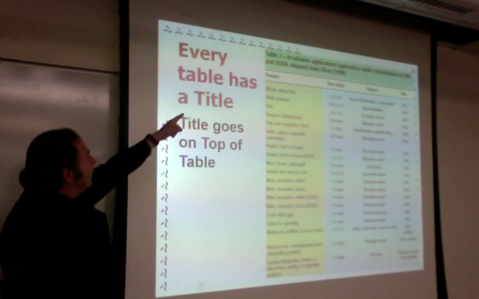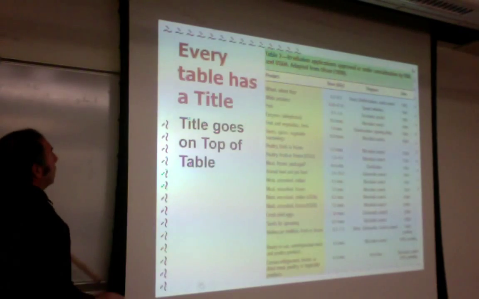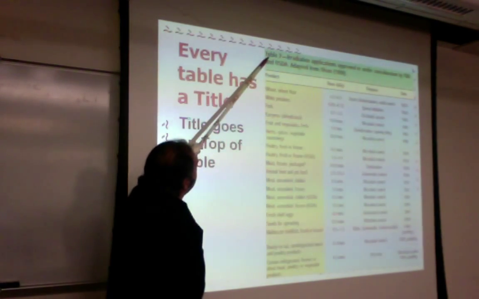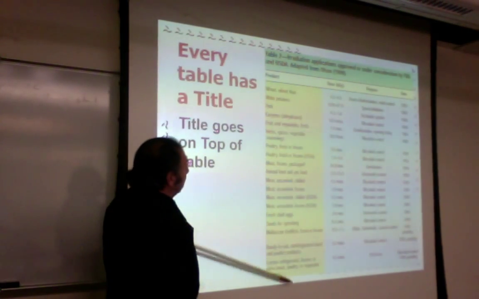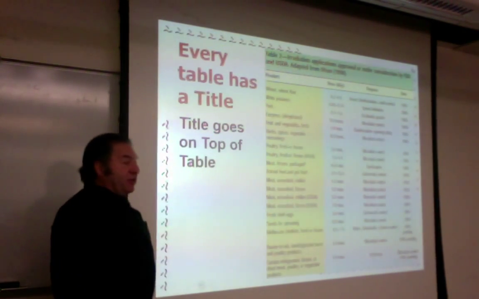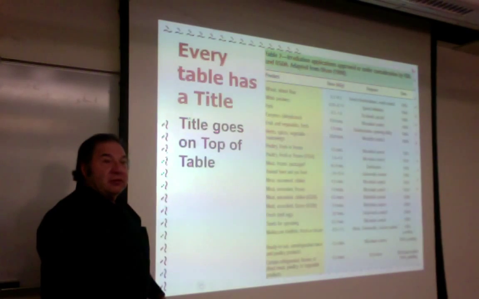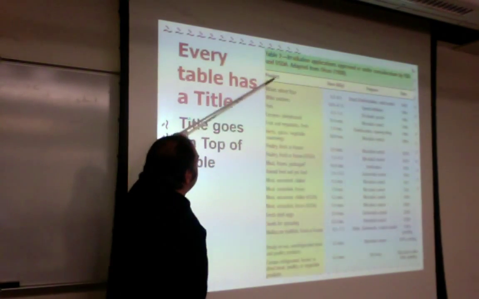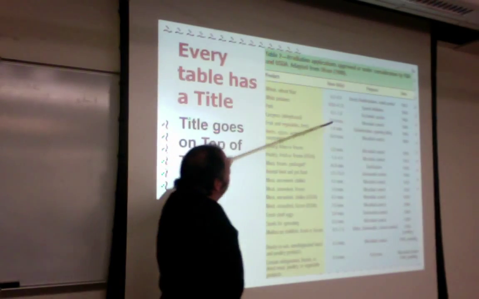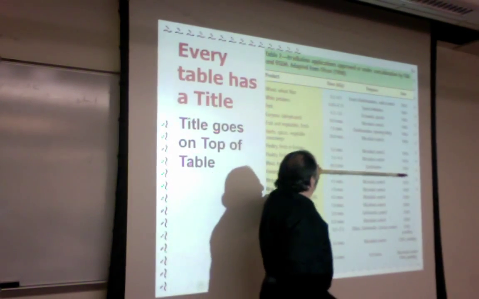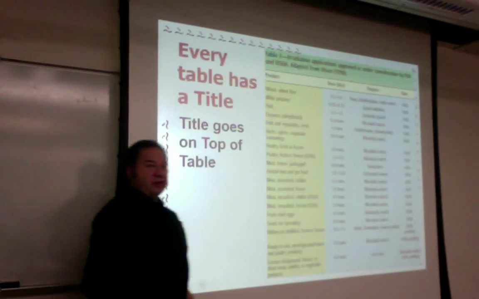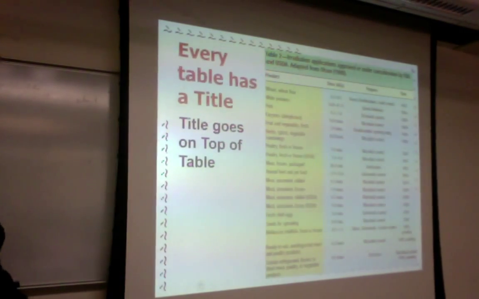But you can see over here, Table 2, irradiation applications approved or under consideration by the FDA, and so on. And then here's our table. Notice that there are no grid lines on this table. They use shading to differentiate between the product. And then these things are simply lined up, and it's easy enough because it's just 3 columns. You can find your way. You don't need to have anything terribly fancy.